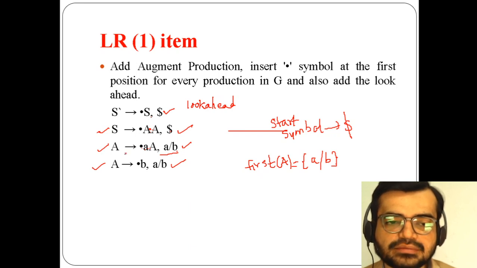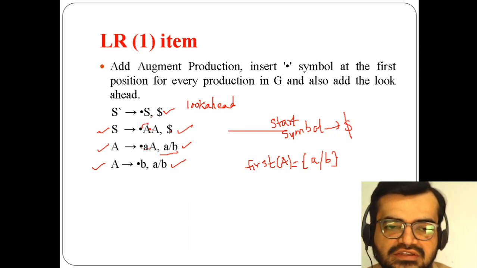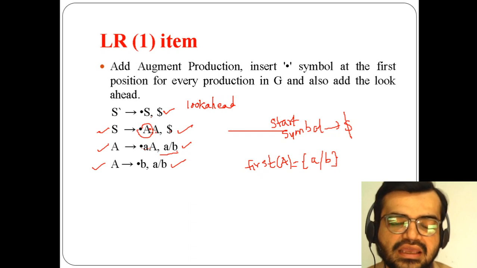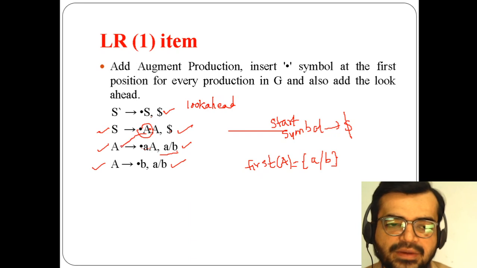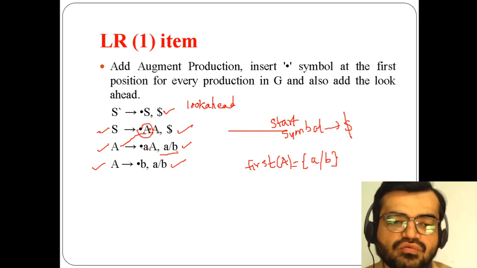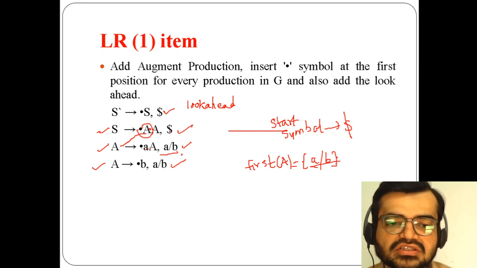And for the third production, as I'm using a dot a here, I have to exclude this part, and I have to take a here. So when I'm opening a, this a will be the opened a, and after this a, one a is there, so I have to calculate the first of a. First of a is what? a/b. So in the third production I have to take the look ahead symbol a/b.